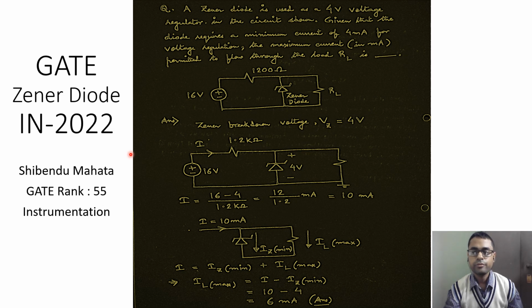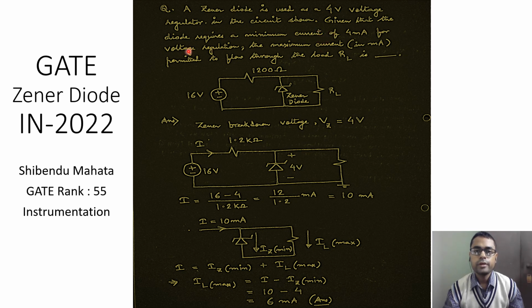This is a GATE problem from Zener diodes, and it came in the 2002 Instrumentation Engineering paper. So here is the problem. A Zener diode is used as a 4-volt voltage regulator in the circuit shown.